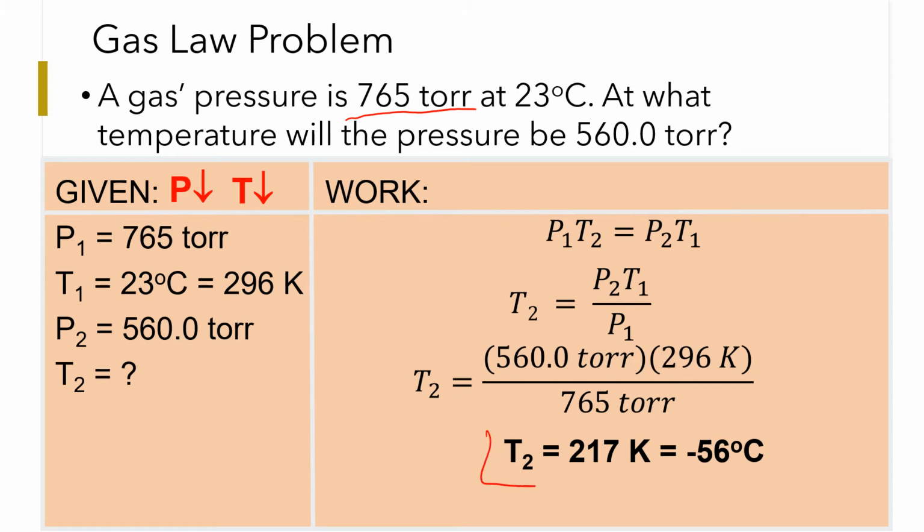Again, my answer is indeed 217 Kelvin. But if we subtract 273, we get negative 56 degrees Celsius. And again, I just did this process here to show you that we can get into Kelvin and also get out of Kelvin. But it's not a crucial step, y'all. You can stop at 217.